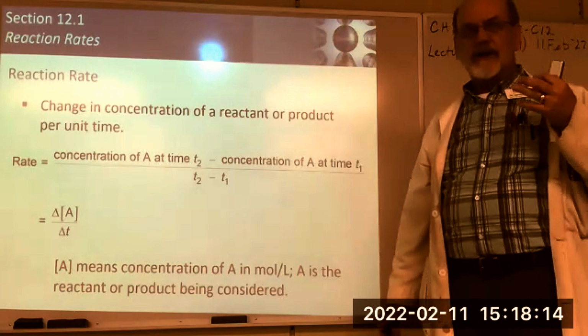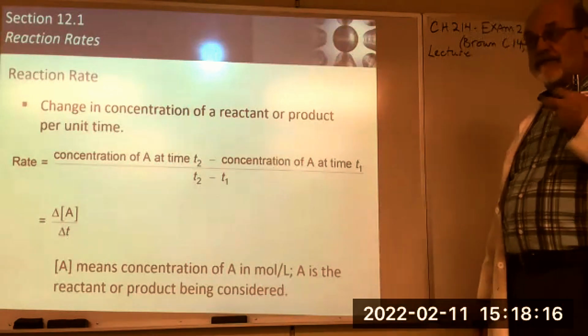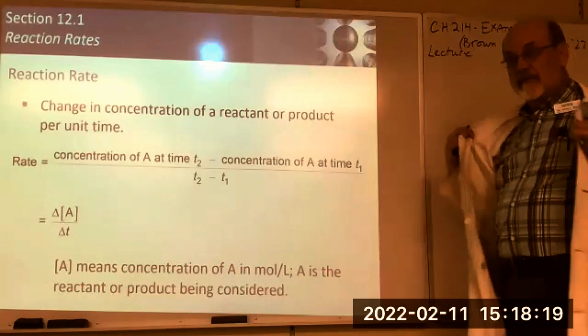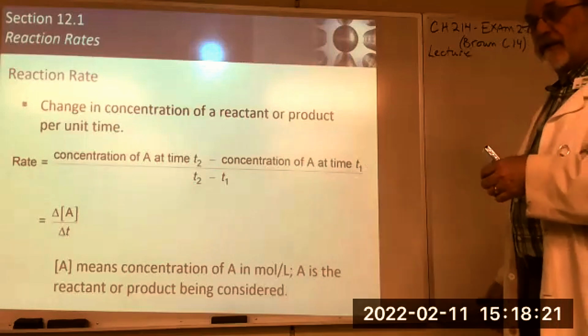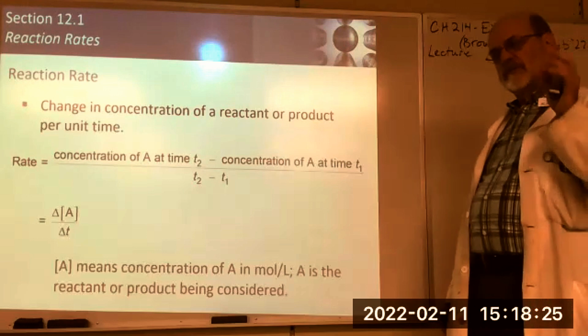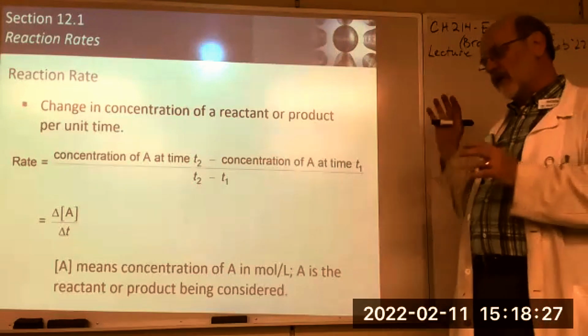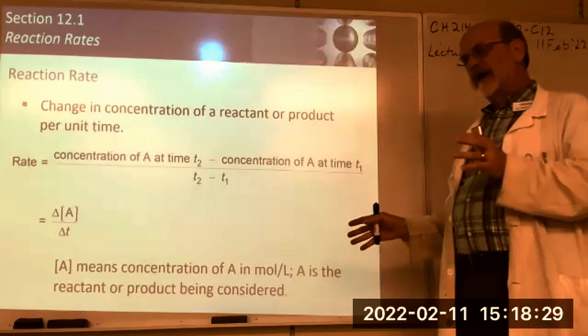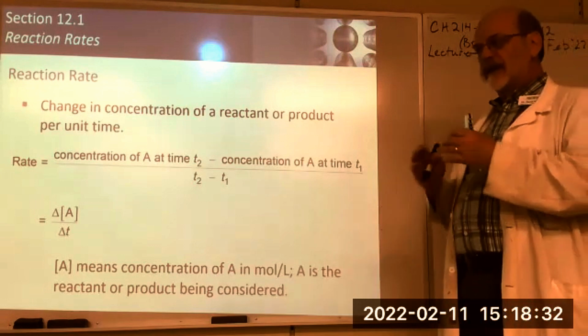What we're basically talking about with chemical kinetics is how fast does a reaction occur? How fast does it get from one place to the other? We know up to this point what our reactants are and what our products are, but we don't know how fast they get there.